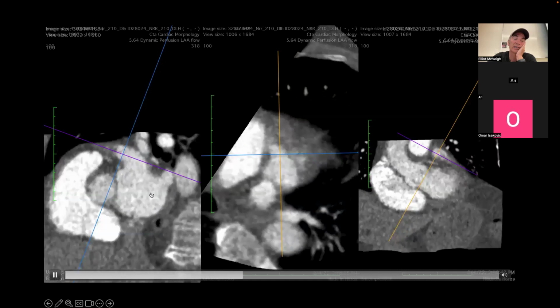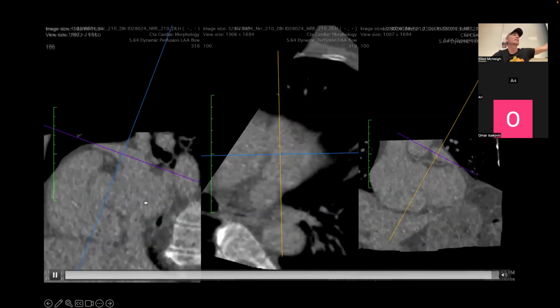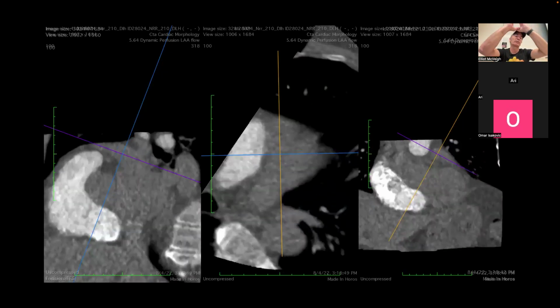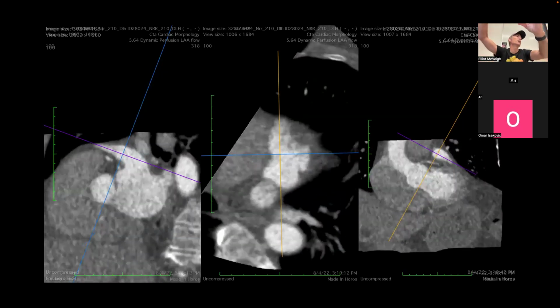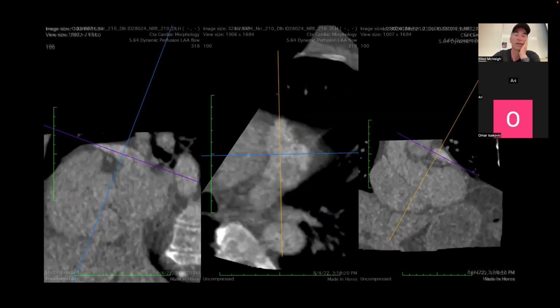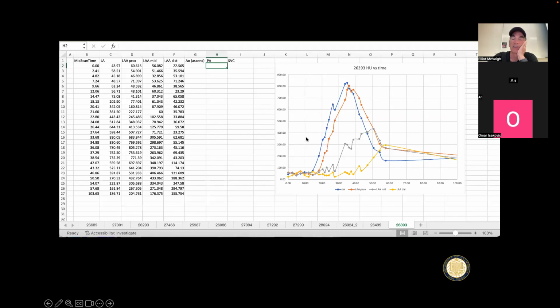So if I put my cursor here and measure brightness for each pixel, or each region of interest, I put a circle there and I just measure the mean signal as a function of time. It's obviously going to go up and then go down, as you can see from the picture. So this is the left atrium here.